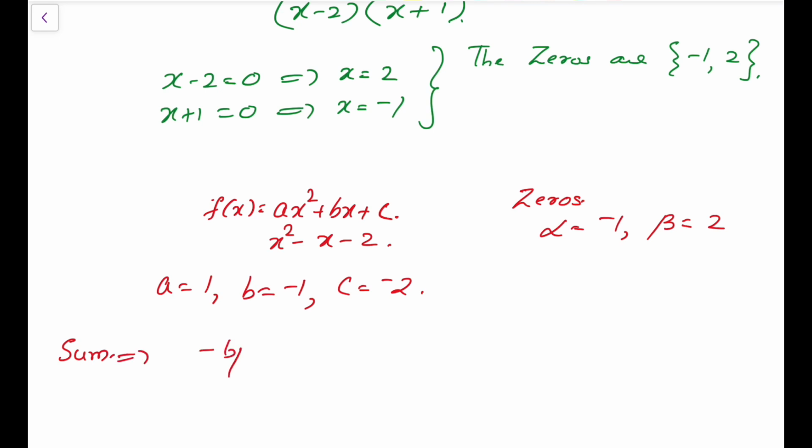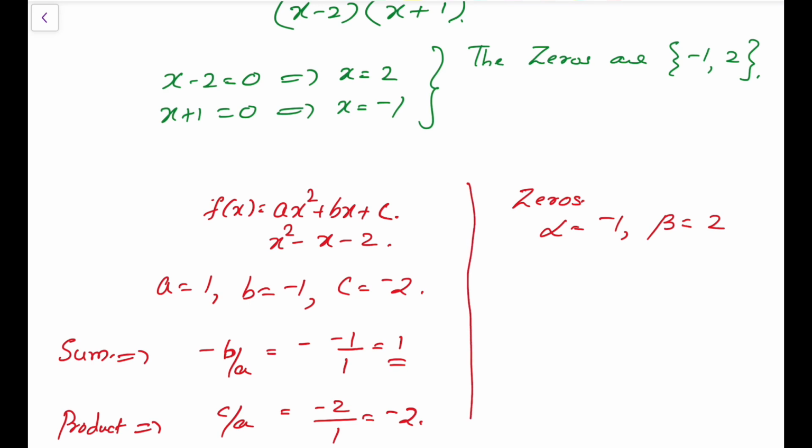Now sum. Sum is equal to minus b by a. So minus b, minus of minus 1, by 1, equal to 1. And product equal to c by a. Here c is minus 2, a is 1. So it is minus 2.